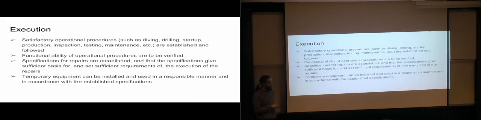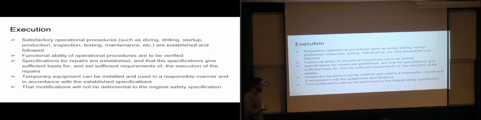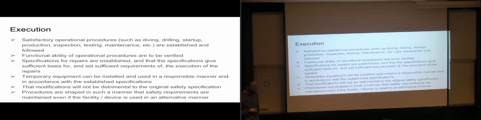Temporary equipment can be installed and used in a responsible manner and in accordance with the established specification according to the quality control, internal control systems. And we're also going to ensure that the modifications will not be detrimental to the original safety specification, so that if we do install temporary equipment or if we do modify some of the equipment we have, it's not going to affect the original specifications. And the procedures are supposed to be shaped in such a manner that safety requirements are maintained even if the facility or the device is used in an alternative manner.